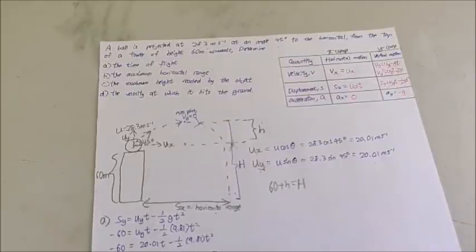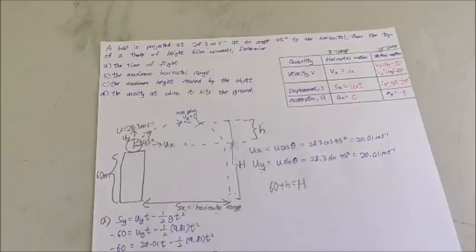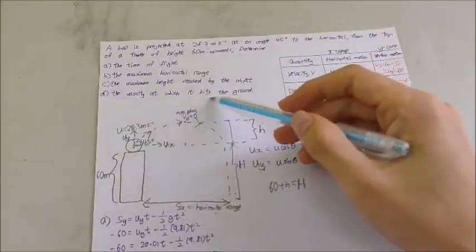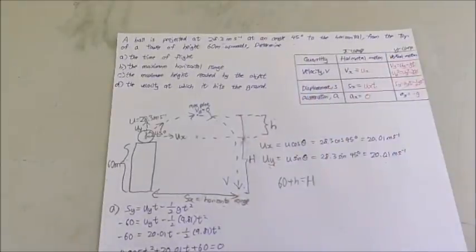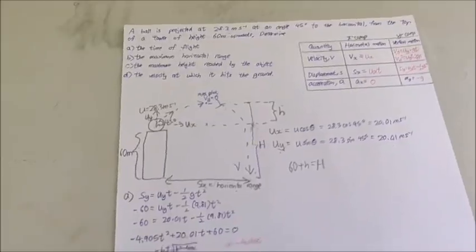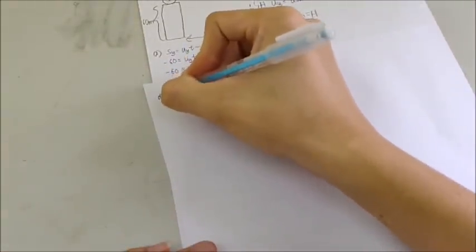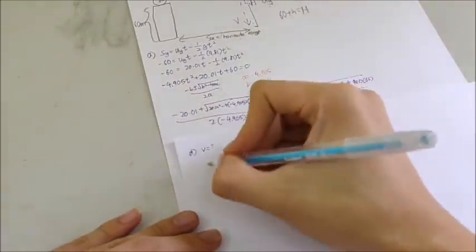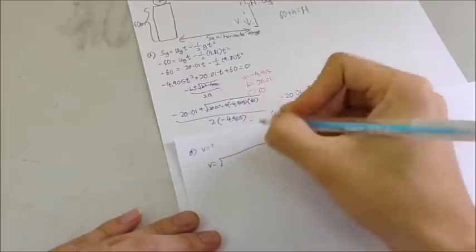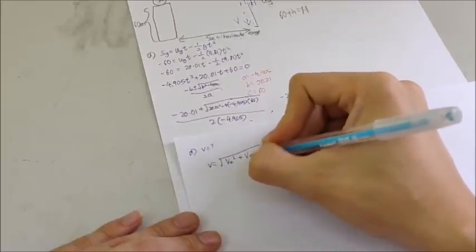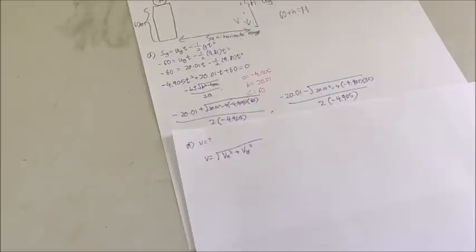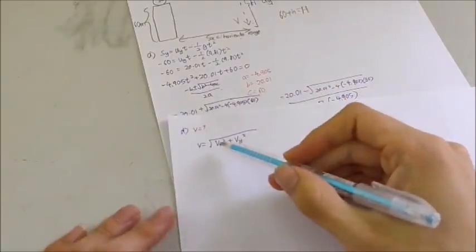Okay, going to part D. Determine the velocity at which it hits the ground. What is this velocity referring to? Final velocity, right? So the velocity at which it hits the ground is basically referring to here. What is the V? Final velocity. Okay, so in order to find the magnitude of the velocity, what is the formula? The question is requesting us to find V. So V is basically equal to the square root of the final velocity of the S component squared plus the final velocity of the Y component squared.